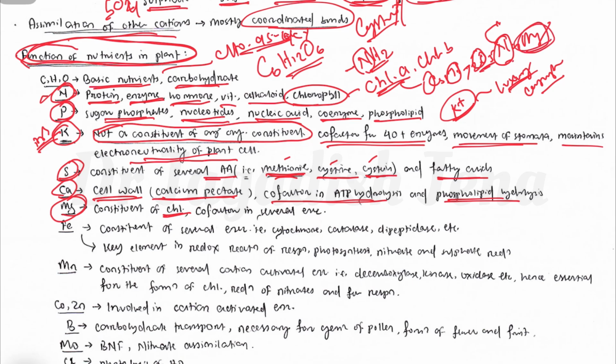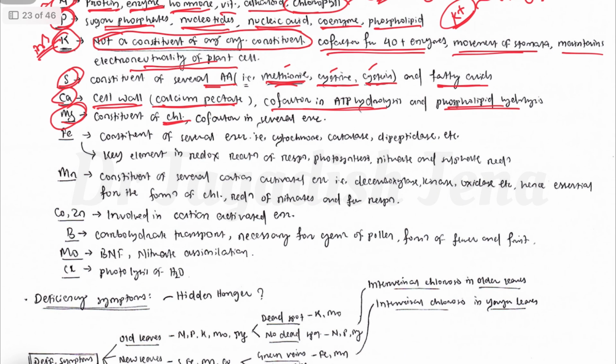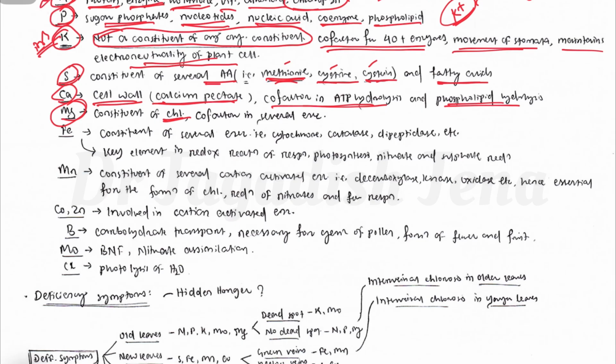So Mg is a core component of chlorophyll. Due to magnesium deficiency as well, chlorophyll degradation happens. There is also a cofactor in several enzymes.